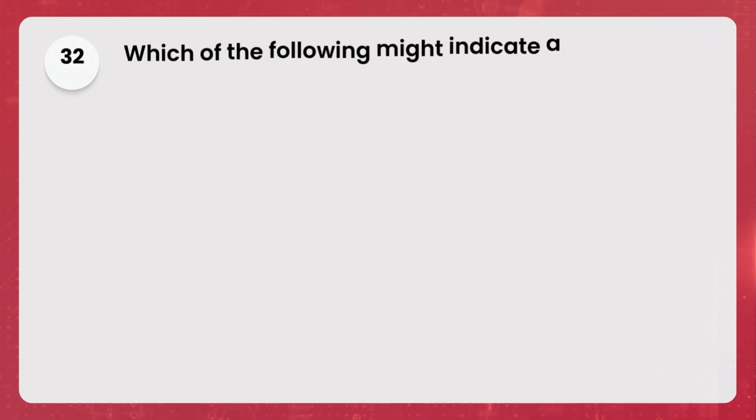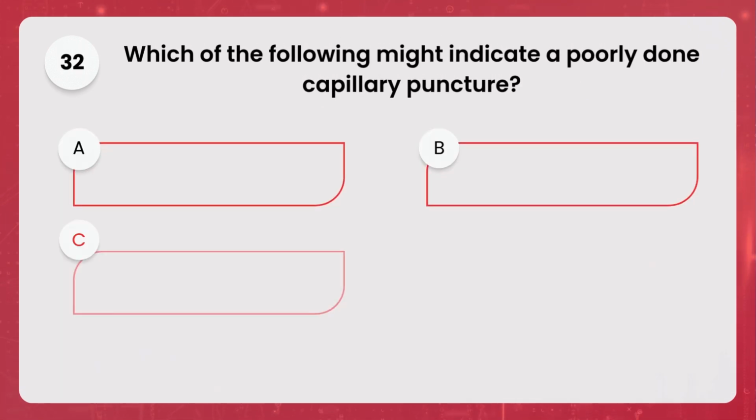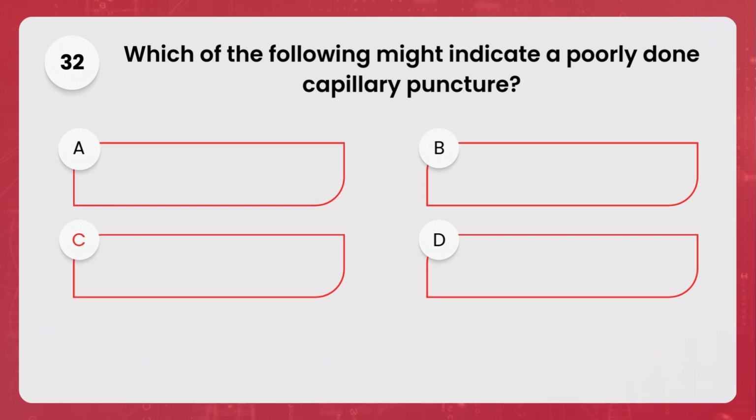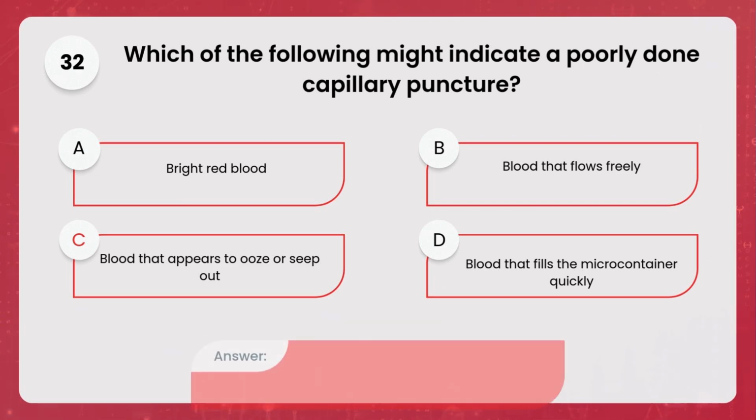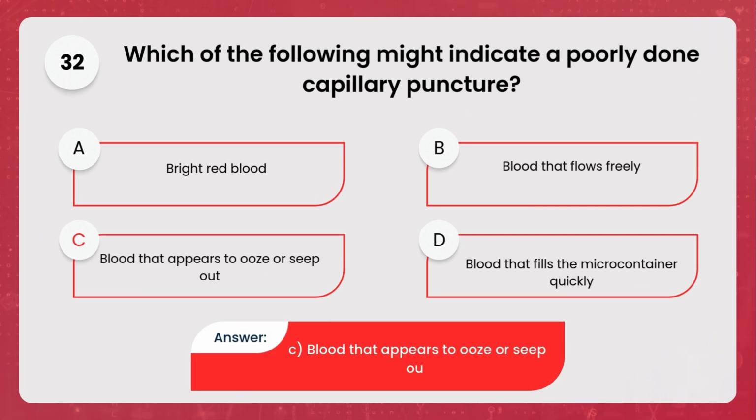Number 32. Which of the following might indicate a poorly done capillary puncture? A, bright red blood, B, blood that flows freely, C, blood that appears to ooze or seep out, D, blood that fills the microcontainer quickly. The answer is C, blood that appears to ooze or seep out.